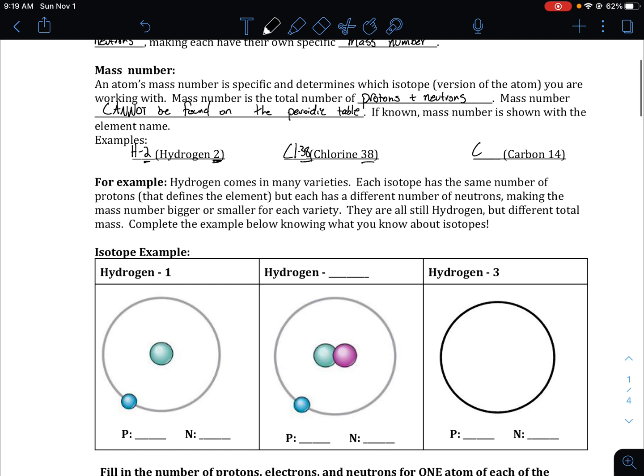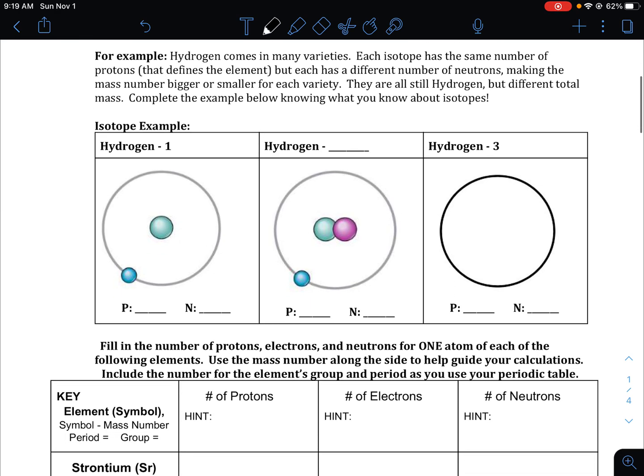Now same thing with carbon, carbon 14. That 14 is the mass number. So we can give you something and just say carbon 13, and you know that the mass number of that isotope is 13. All right.